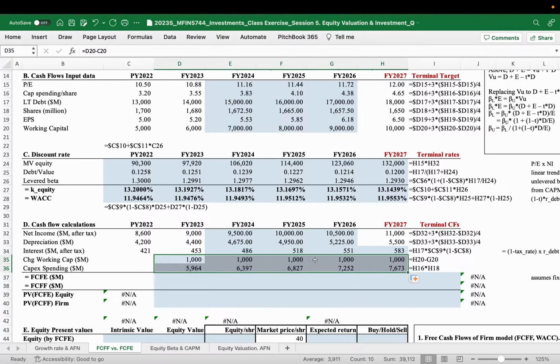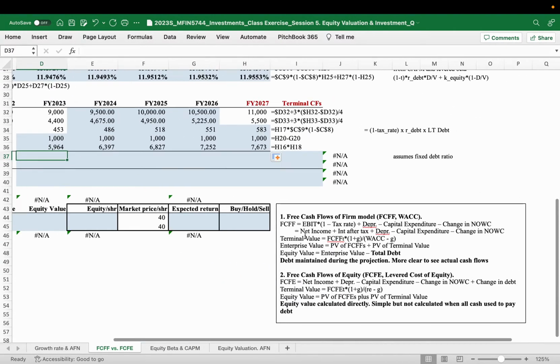We have all these cash flows, right? But here the capex spending is not the changes yet. We need to calculate the changes as well. Oh, this is actually the changes in spending part, I'm sorry. Then now let's calculate the free cash flows. Free cash flow of equity, how do we calculate it? Net income plus depreciation, capital expenditures, changes in net operating working capital, and changes in debt. We directly calculate the free cash flow of equity.